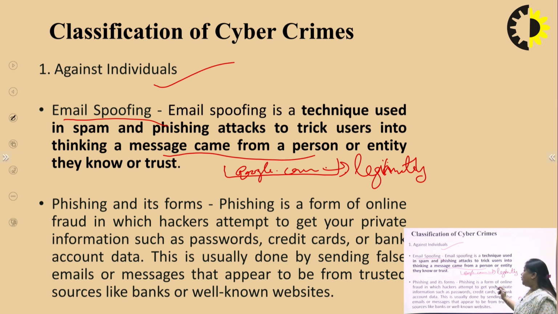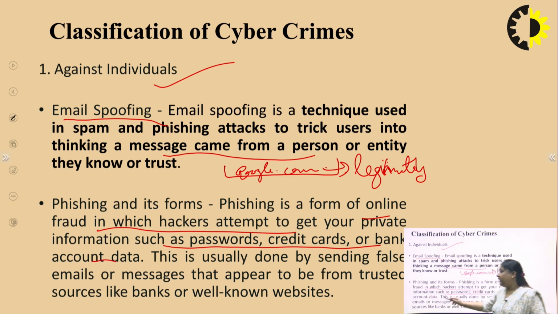Phishing is a form of online fraud in which hackers attempt to get your private information. Phishing is the attack in which the hacker wants to know your personal information. Your mobile number he already has, so he tries to get your credit card information, debit card information, date of birth, passwords, OTPs. That type of information he wants to know from phishing attacks.